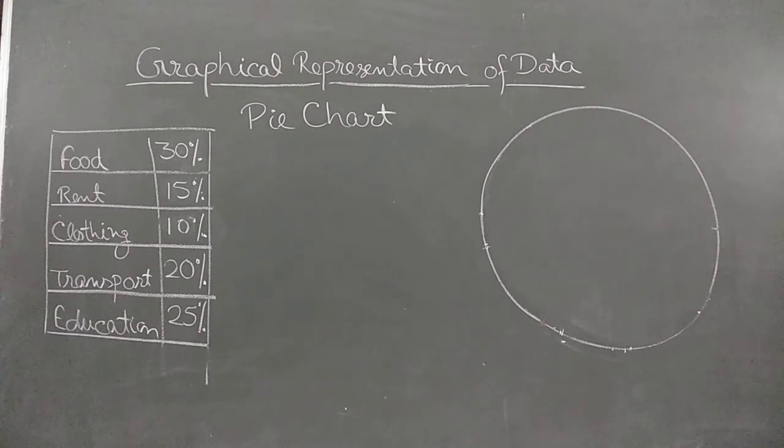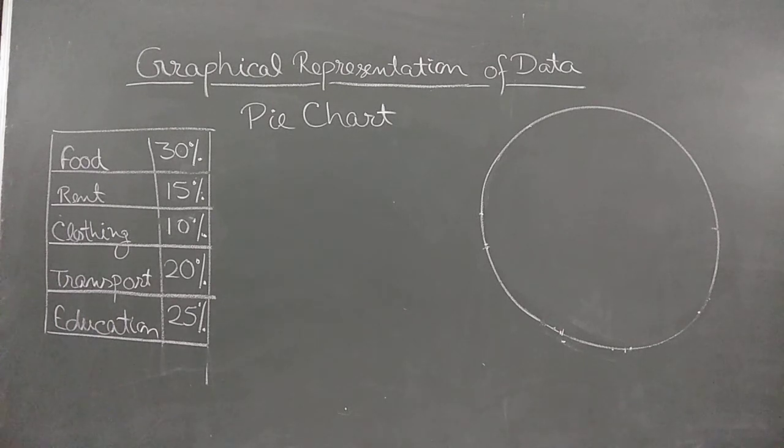Now as you are observing on the left hand side, this is the data given in percentage format. It means the expenditure of some person on food is 30%, on rent 15%, on clothing 10%, transport 20%, and on education 25%. How do we represent this data on a pie chart?